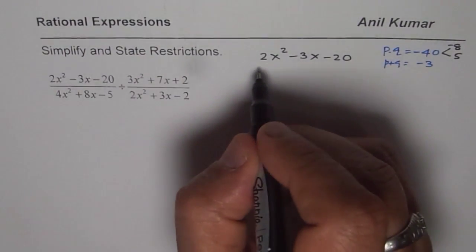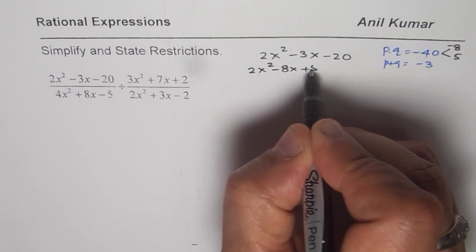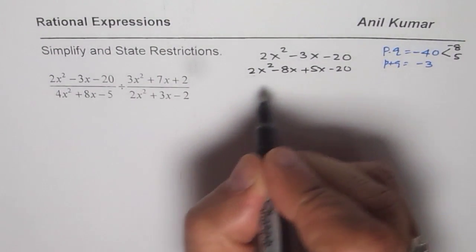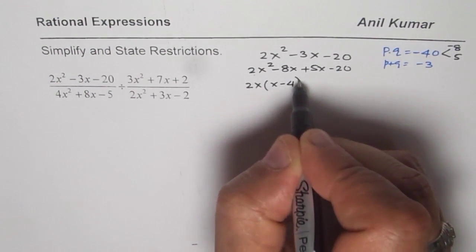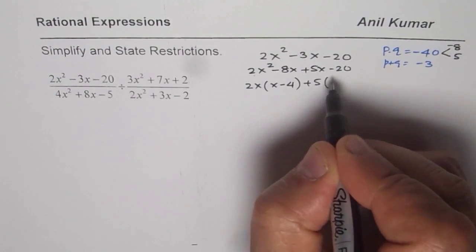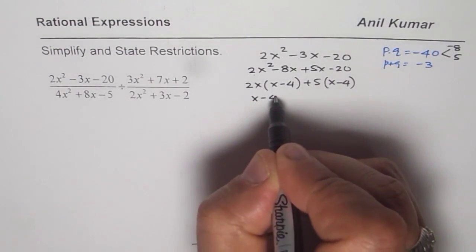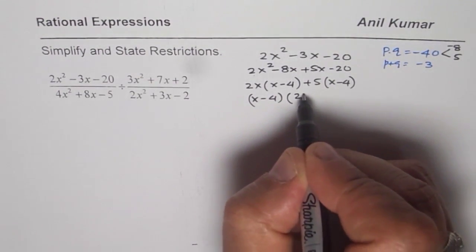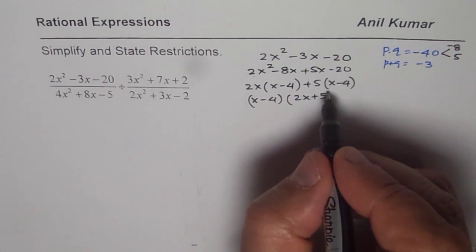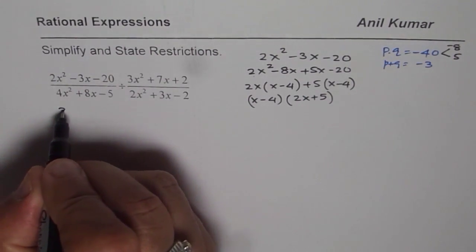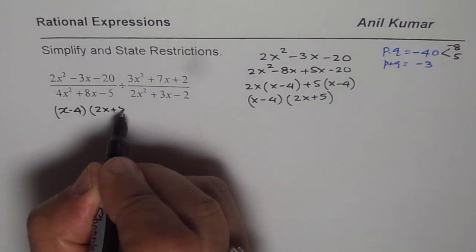So we could split 3x as a combination of minus 8x plus 5x minus 20. Now combine the first two, get 2x, and we are left with x minus 4. And in the next one, we can take 5 as a factor, and we are left with x minus 4, as expected. And then x minus 4 is the common factor, and we get 2x plus 5. That is how we can factor the first trinomial. So I will write the first one as x minus 4 times 2x plus 5.